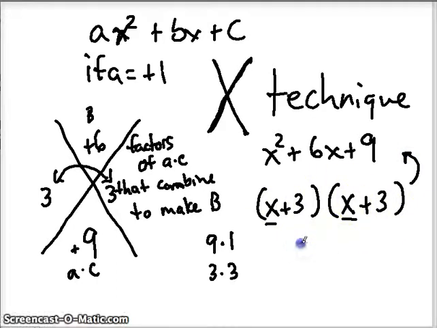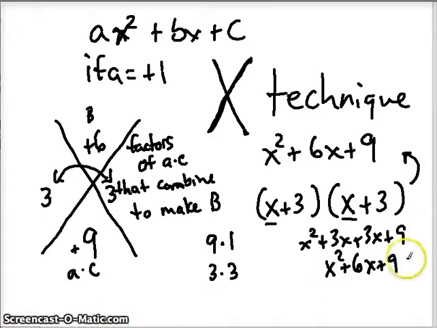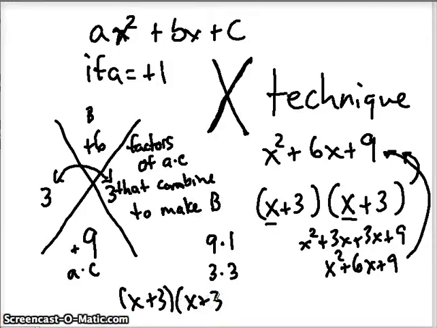X times x is x squared. X times 3 is 3x. 3 times x is 3x. And then 3 times 3 is 9. If we combine like terms, we get what we started with, right? All the way up there. So this is going to help us. This factor pair right here, x plus 3 times x plus 3, if we set that equal to 0, we are going to be able to solve for x.